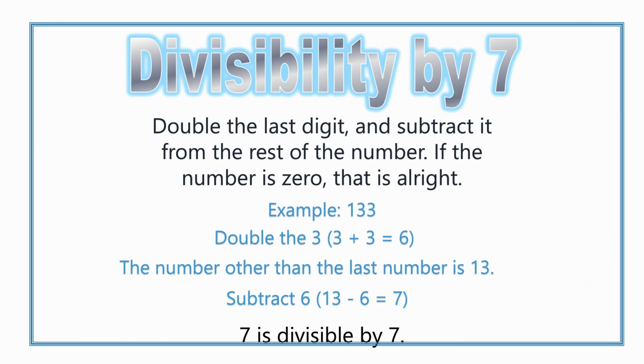Divisibility by 7. Double the last digit and subtract it from the rest of the number. If the result is 0, that is all right. Example, 133. Double the 3. 3 plus 3 equals 6. The number other than the last number is 13. Subtract 6 from 13 equals 7. 7 is divisible by 7.